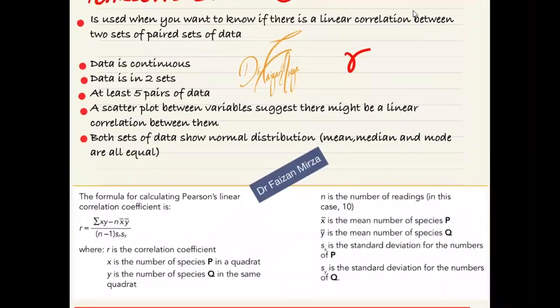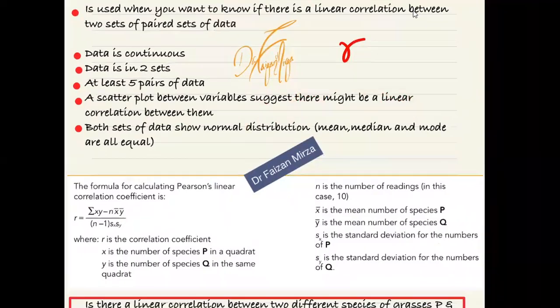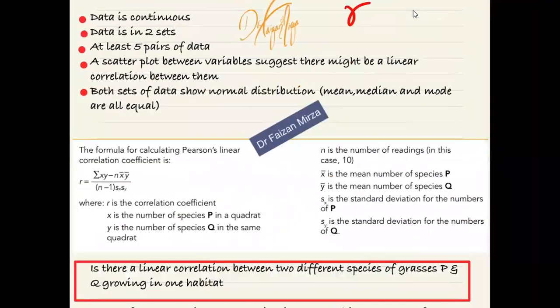The scatter plot will be drawn, and the scatter plot suggests that there might be a linear correlation because you can actually see, you make a judgment by eye. You judge by eye that yes, the correlation appears to be there. Both sets of the data show normal distribution, which means mean, mode, median are all equal.